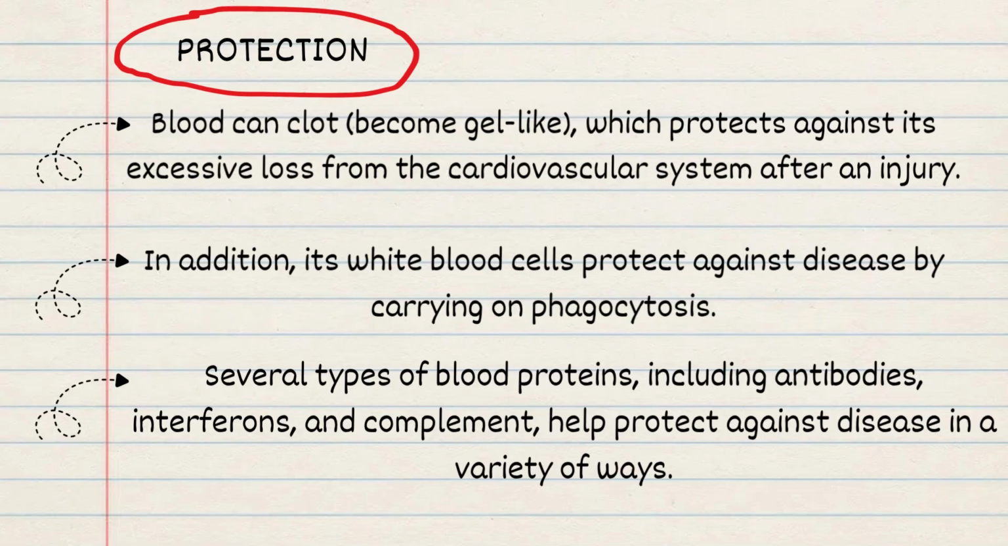Blood proteins help fight infections. Several proteins in the blood also protect the body. Antibodies recognize and attach to specific germs, helping destroy them. Interferons are proteins released by virus-infected cells that help prevent viruses from spreading to other cells. Complement proteins are a group of proteins that destroy microbes, promote inflammation, and assist antibodies and white blood cells in eliminating pathogens. In short, blood protects the body by forming clots to stop bleeding, using white blood cells to destroy disease-causing organisms through phagocytosis, and using proteins such as antibodies, interferons, and complement to fight infections.